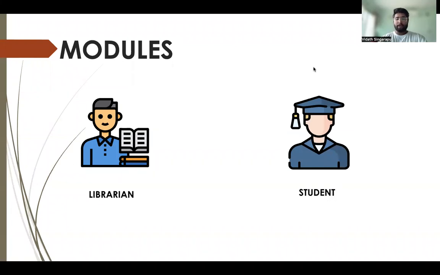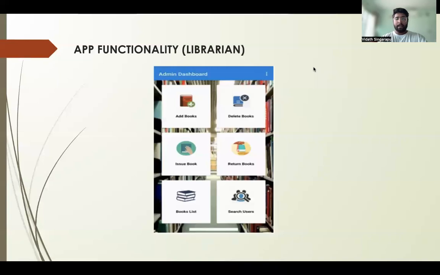There are two types of modules in my application. They are librarian and student. Coming to the app functionality, for the librarian, in this application, the librarian will operate the below Android application functionalities like add books. Here, the librarian will add the book information such as branch, book name, book ID, and total number of available books into the database server.